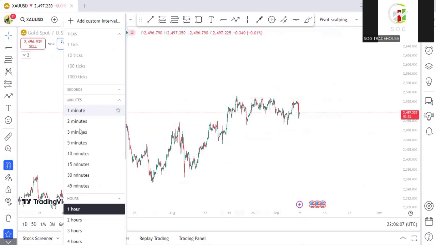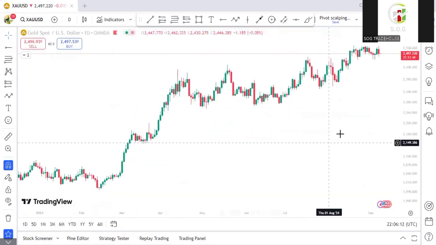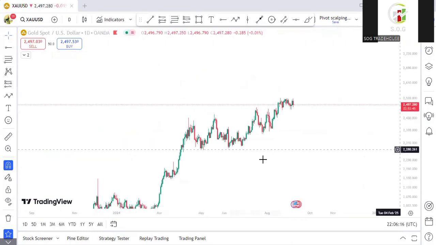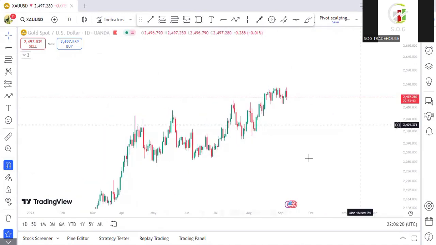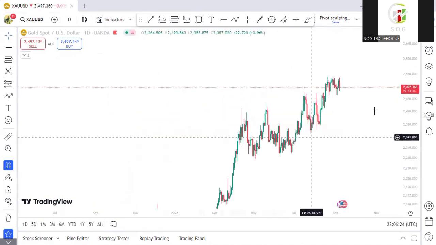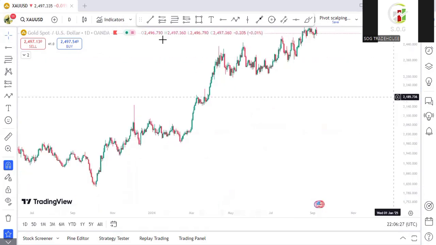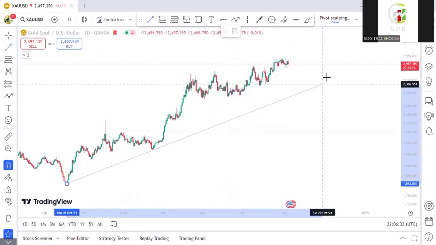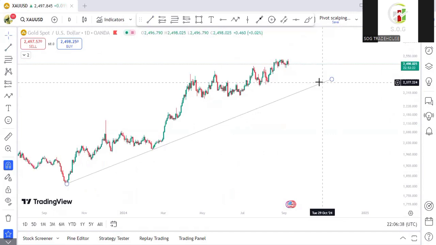So start our analysis from the daily time frame. Gold has been trending for a very long time, so we should be looking for buys on gold. So on gold, what can you see? There's a low here. Let's connect this low. First touch, second touch. So we are waiting for the third touch of this trend line.